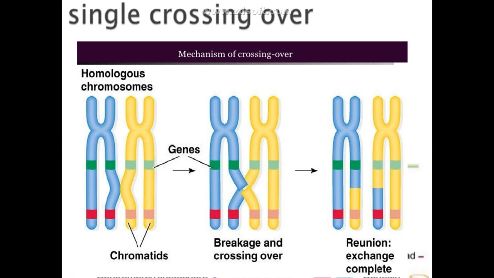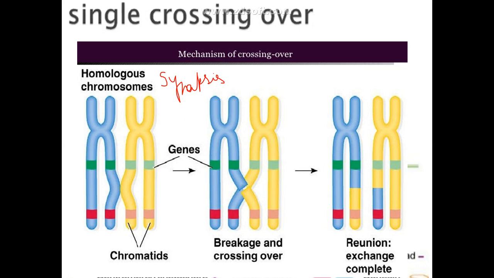This phenomenon, when the homologous pair pair with each other, is called synapsis, okay. This is called synapsis. When the paternal and maternal chromosomes come closer to each other during prophase of meiosis, we will use a word called pairing. When they pair with each other, that phenomenon is known as synapsis.